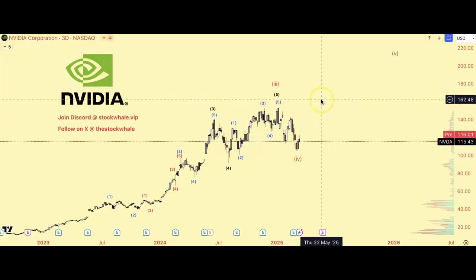It's Wednesday. Let's go over and break down Nvidia for today and go over some of the trade setups. So I want to go over the first one, which is the bullish setup, right?